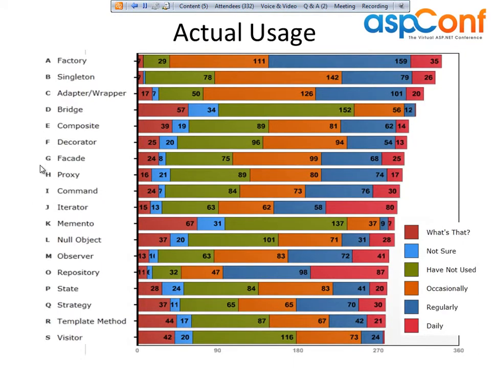Now, a little while ago, it was about a year ago, I did a survey on Twitter, and this went out to about 400 respondents, and I asked them, of all of these design patterns, which most describes your familiarity with them. And the key is down here on the bottom right. Blue would be, not sure, have not used it, occasionally used it, regularly used it, and daily use. And so looking at this, it's not immediately obvious which ones are the most popular.